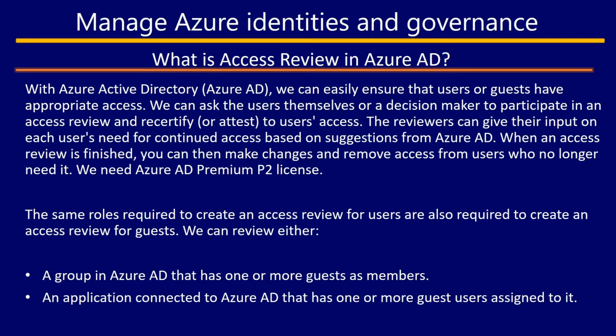What is Access Review in Azure AD? With Azure Active Directory, Azure AD, we can easily ensure that users or guests have appropriate access. We can ask the users themselves or a decision maker to participate in an access review and recertify or attest to users' access. The reviewers can give their input on each user's need for continued access based on suggestions from Azure AD. When an access review is finished, you can then make changes and remove access from users who no longer need it. We need Azure AD Premium P2 license.